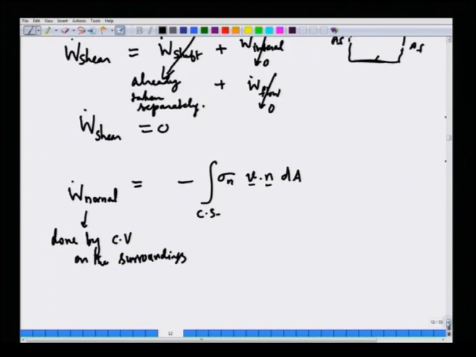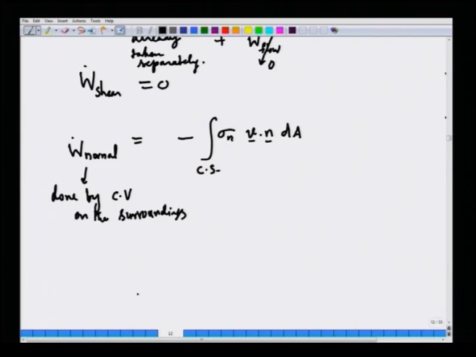We will see a little later that the normal component of the stress comprises both a pressure, which is acting compressively. So, sigma n is minus p, because if you take a surface with unit outward normal n, pressure is acting in the direction of minus n.